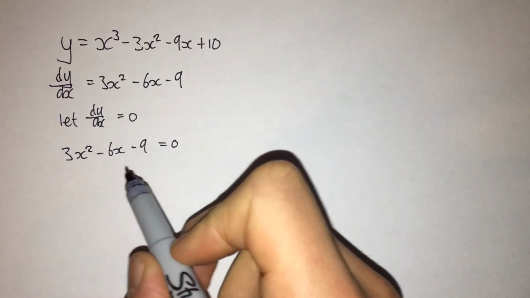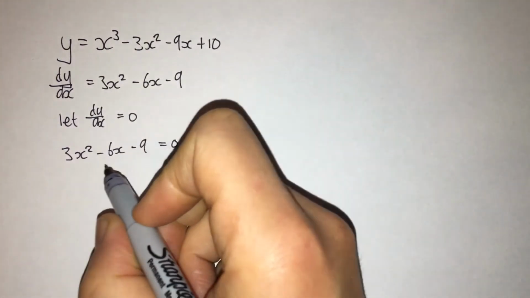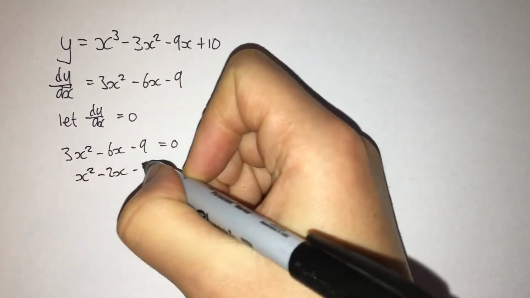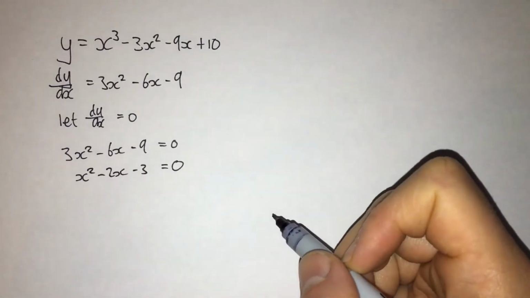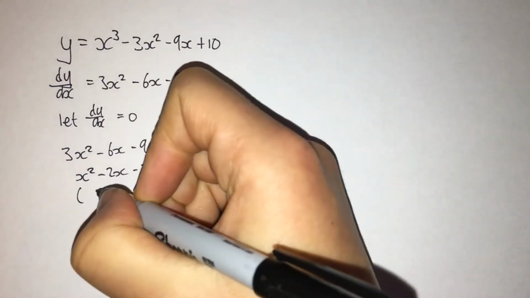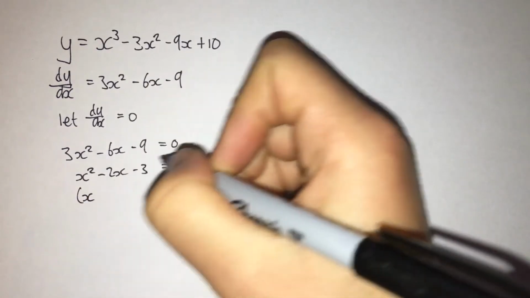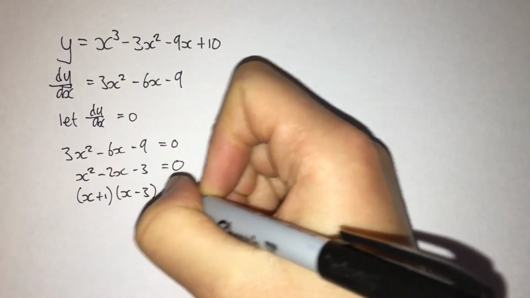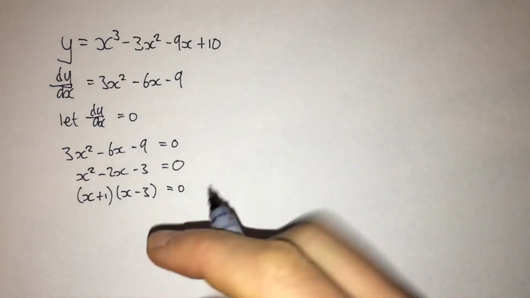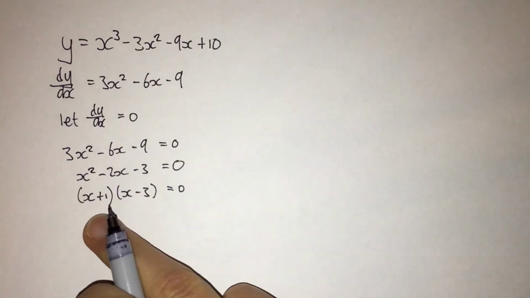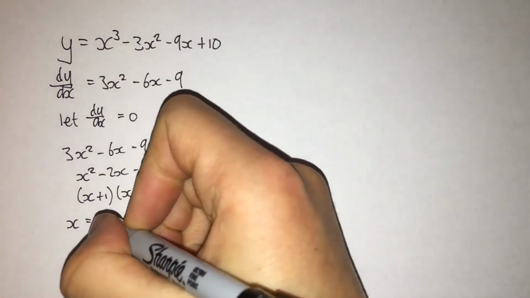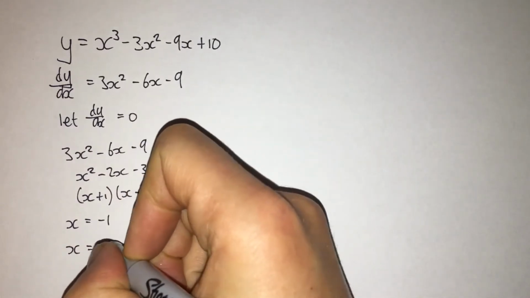So I've got 3x squared minus 6x minus 9 equals 0, and I want to solve this equation. Well, first of all, I noticed that 3 is a factor here, so if I divide each term by 3, including the 0, I get x squared minus 2x minus 3 equals 0, and I want to factorise this, so I'm going to get x plus 1 and x minus 3 equals 0. So my two solutions, the x values of the points where the gradient of the tangent to my original function is 0, are x equals minus 1 and x equals 3.